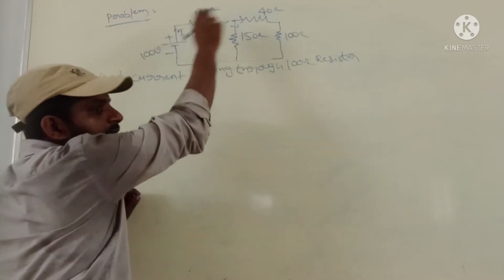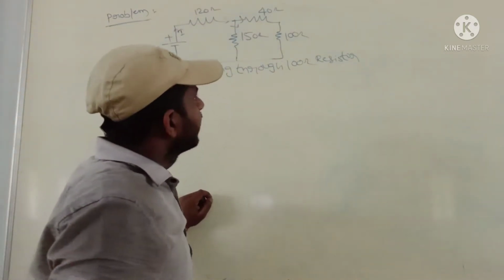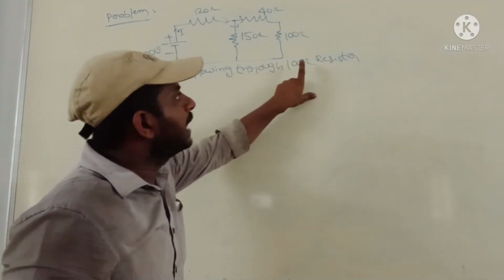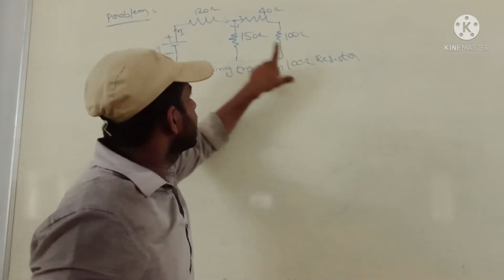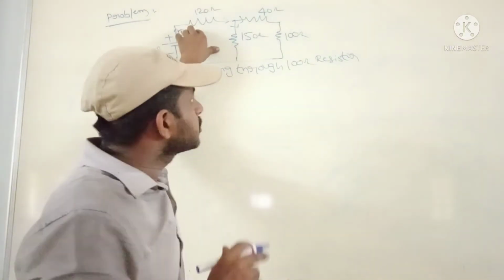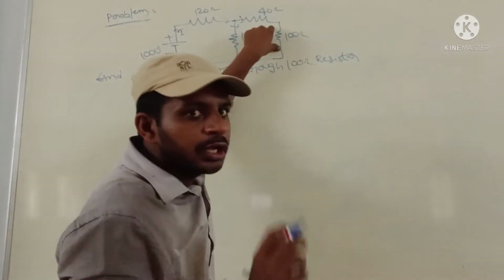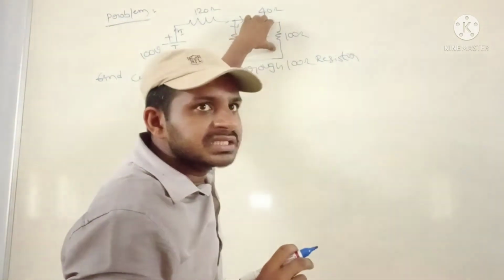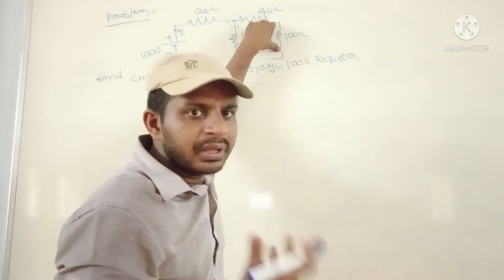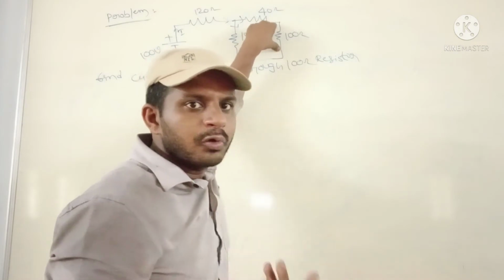Also we have to calculate the current flowing through the 100 ohm resistance. Here we find the total current flowing, and also how much current flows through the individual 100 ohm resistance only. That can also be found here.